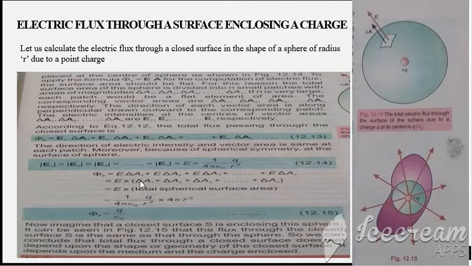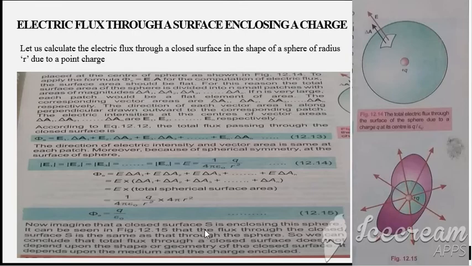When we add all of these areas, they take the form of a spherical surface area. So E into the total spherical surface area is equal to 1 over 4 pi epsilon naught q over r square into 4 pi r square. The surface area of the spherical shape is equal to 4 pi r square. So r square is cancelled by r square, and 4 pi by 4 pi. The only term left is phi equal to q over epsilon naught.